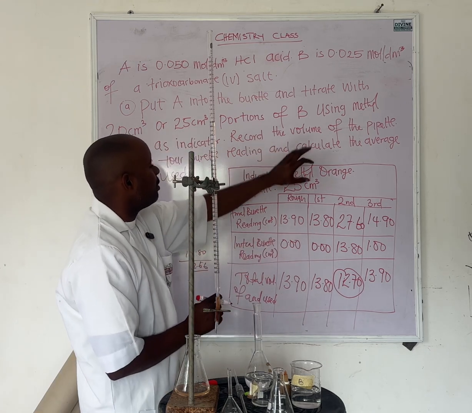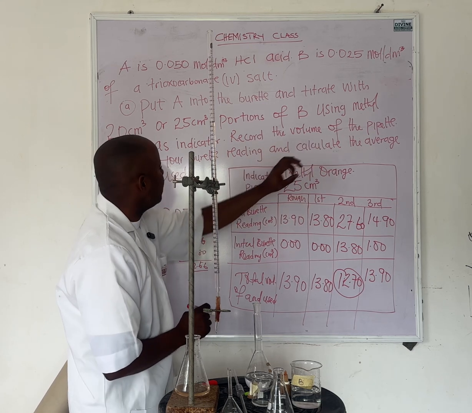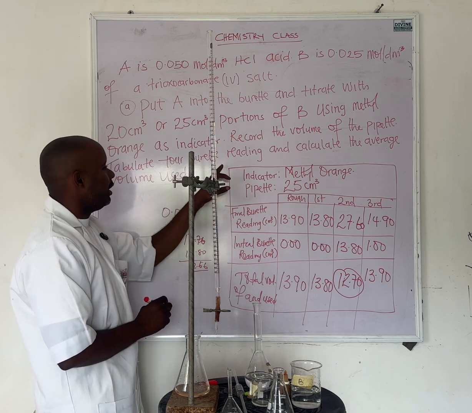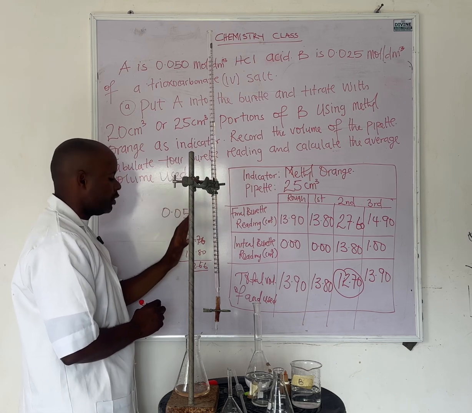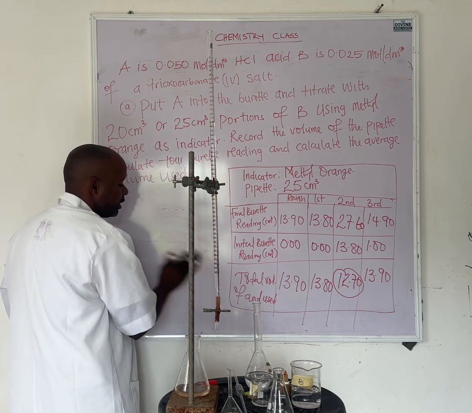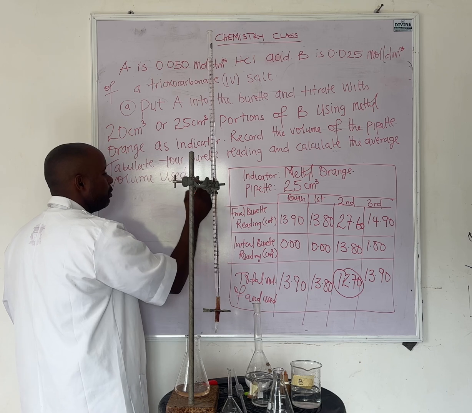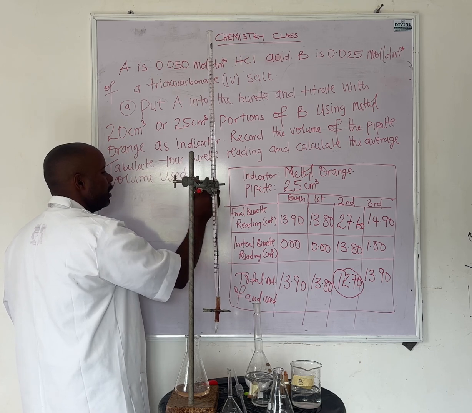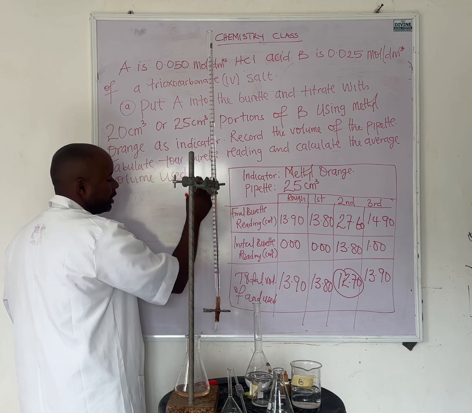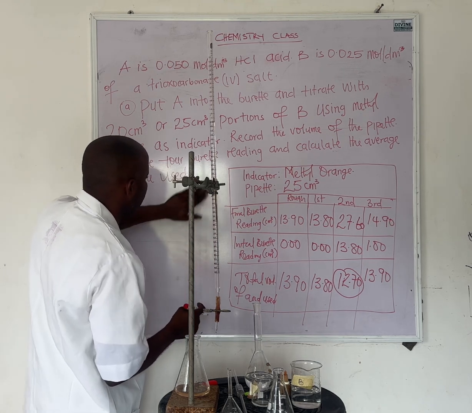The next question says record the volume of the pipette, which I've done. We are using methyl orange as an indicator. Record the volume of the pipette, tabulate your burette reading, and calculate the average volume used. As I've explained before, the difference between the first, second, and third should not be more than 0.15 to 0.20. Within this range is proper for you to have a maximum mark in your table.